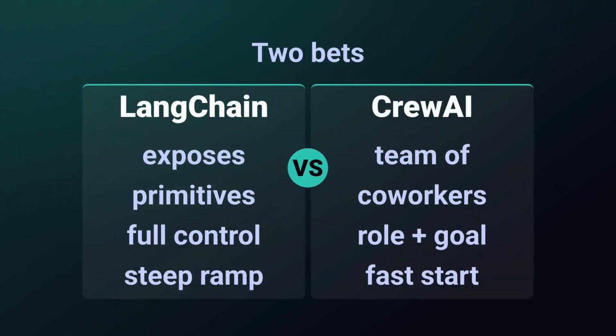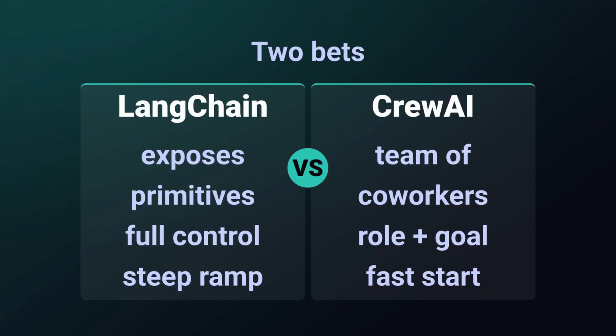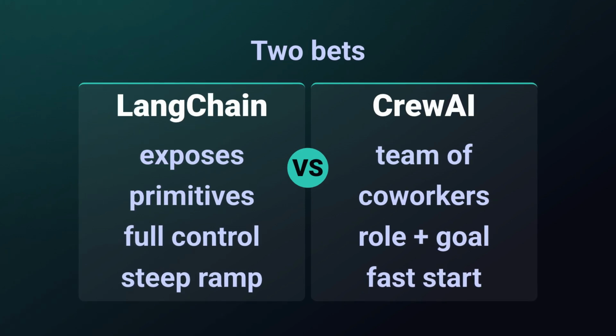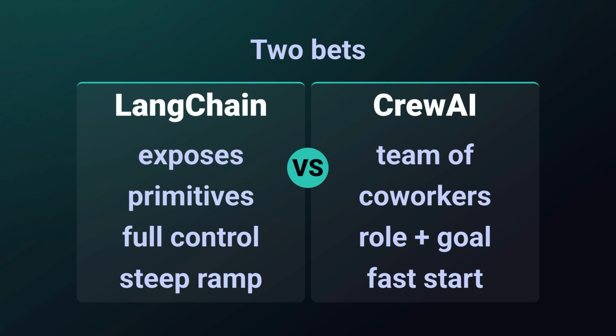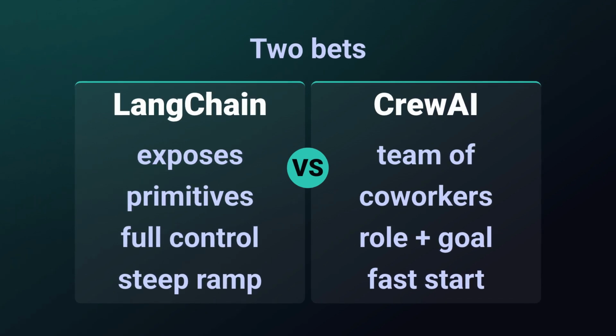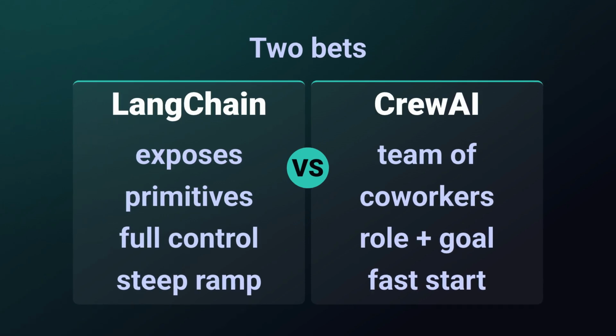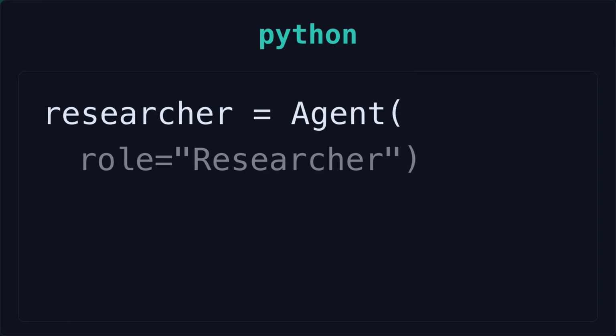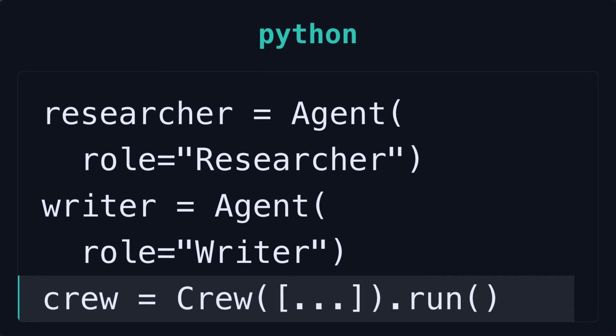CrewAI takes the opposite bet. Instead of exposing primitives, it hands you a mental model you already understand, a team of coworkers. You define agents by giving them a role, a goal, and a backstory. You hand them tasks. You assemble them into a crew and hit run. That's it. For someone brand new, "hire a researcher agent and a writer agent, then have them collaborate" is a sentence that maps directly to code in about 15 lines.